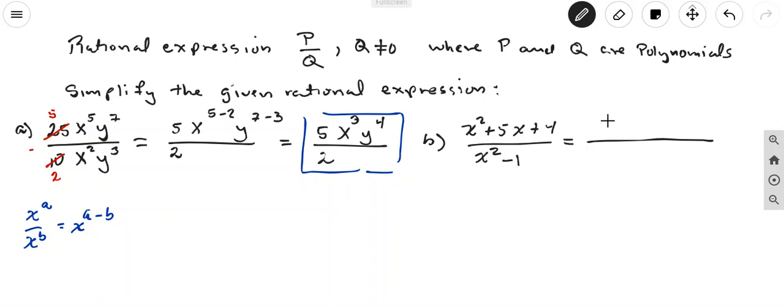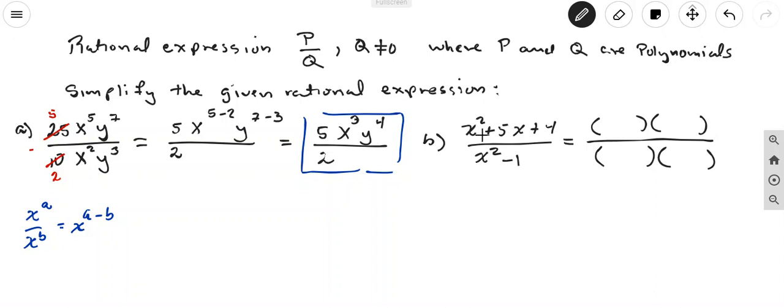So I will rewrite this trinomial x squared plus 5x plus 4 as a product of two binomial factors. And I will rewrite the polynomial in the denominator, that is a binomial and is a difference of squares, also as a product of two linear factors.